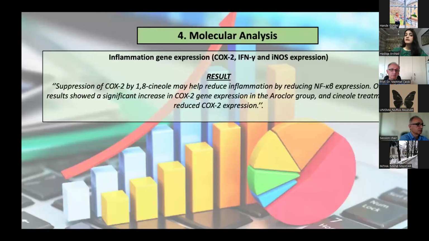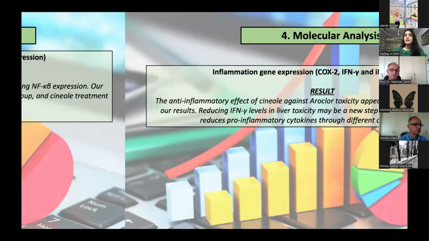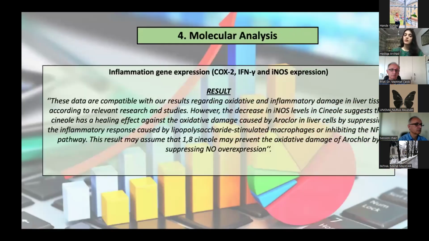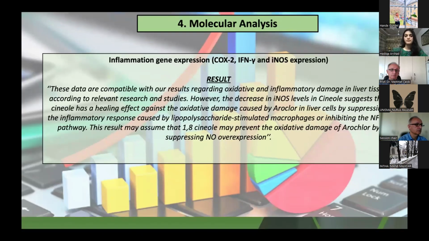The next is the inflammation gene expression, which was COX-2, interferon gamma, and eNOS expression. Yes, the COX-2 was increased by Aroclor in a very large amount, but 1,8 cineole tried to decrease it. It can be a positive effect for us. And eNOS, on the other hand, works coherently with the COX-2. If the COX-2 is increased, eNOS is also increased. So in both the cases, 1,8 cineole tried to decrease it, and it's a positive effect for us.